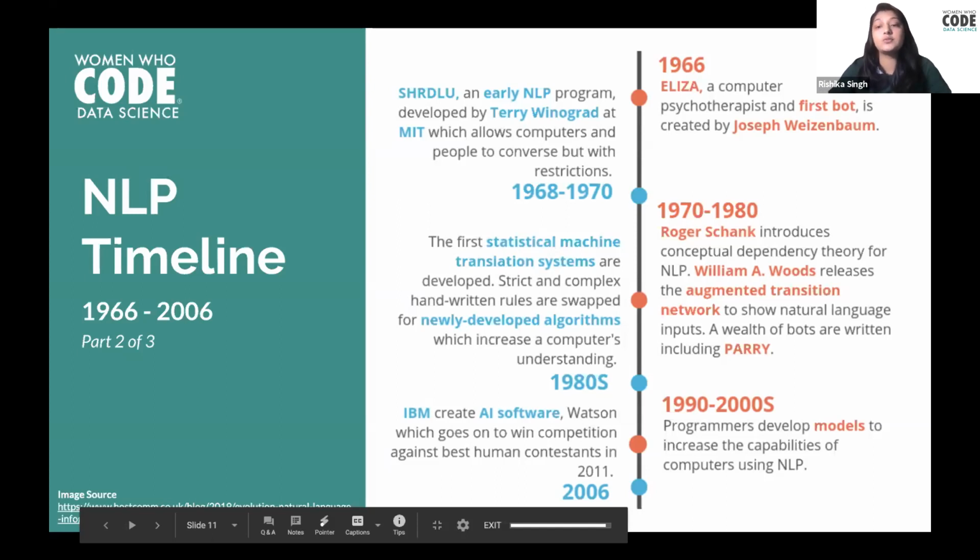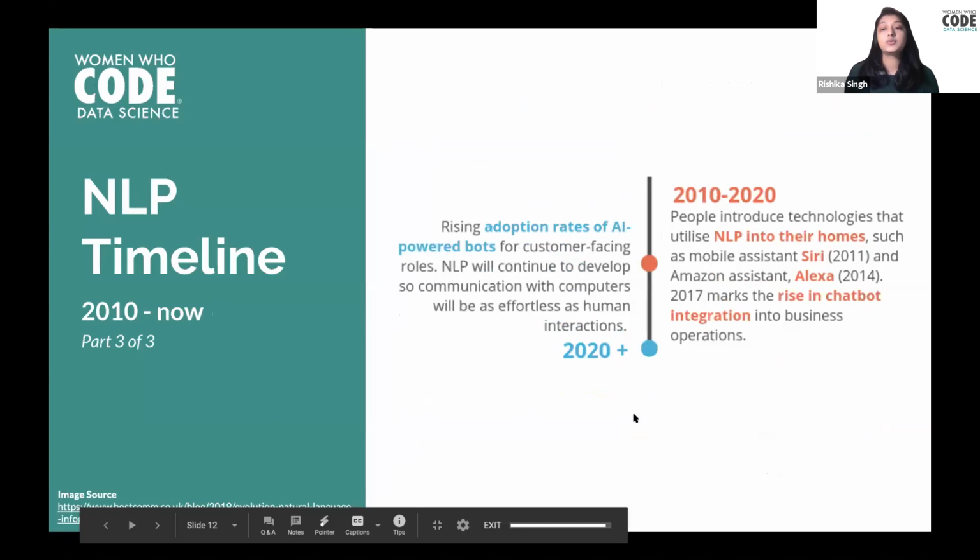Then in the 1990s to 2000s, programmers developed models to increase the capabilities of computers using natural language processing. Then in 2006, IBM creates AI software, and this is Watson, which goes on to win a competition against the best human contestants in 2011. Then from 2010 to 2020, people continue to introduce technologies that utilize NLP into their homes. As I previously mentioned, we have the mobile assistant Siri from Apple in 2011, and Amazon introduces their assistant Alexa in 2014.